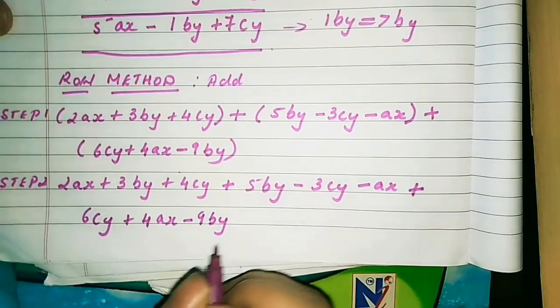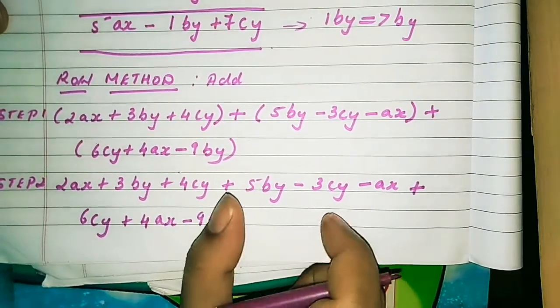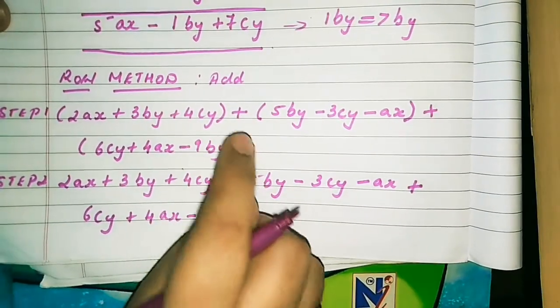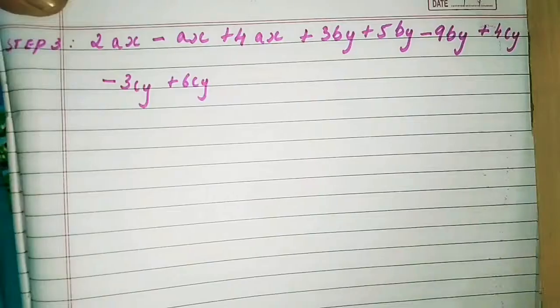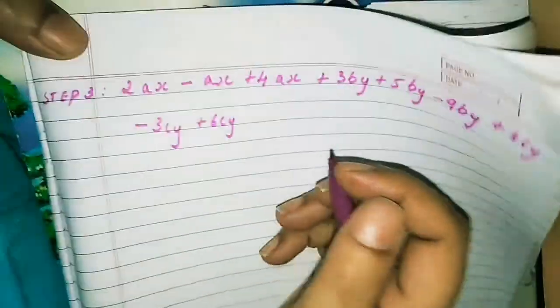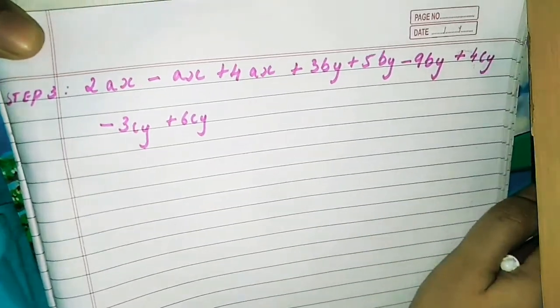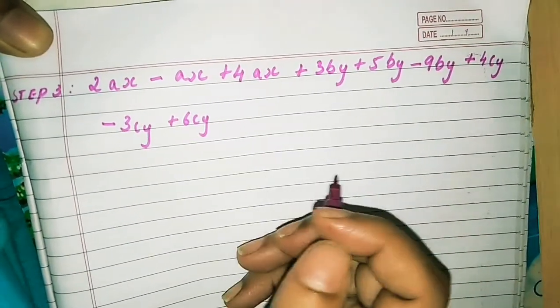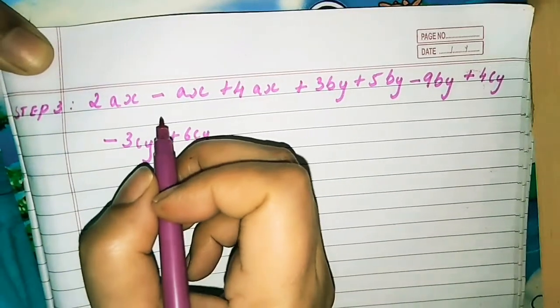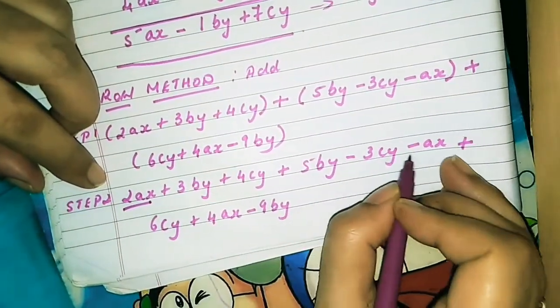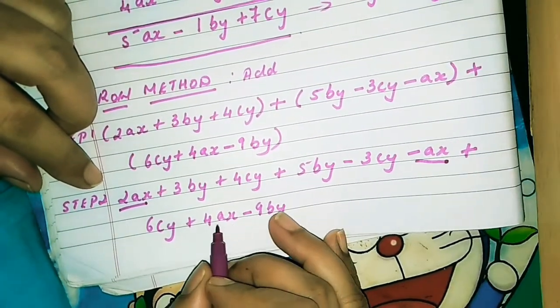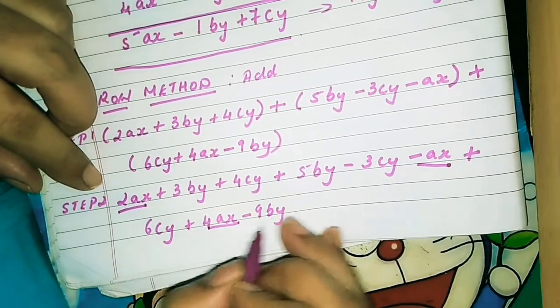So in the second step, what I've done is I have removed the brackets which were inserted by me in step 1, and without changing the signs, I have just brought them down. Then finally, in step 3, I have simply grouped all the like terms and added or subtracted, as the case may be. It was 2ax here and minus ax here and plus 4ax here. So all these three together are grouped by me.